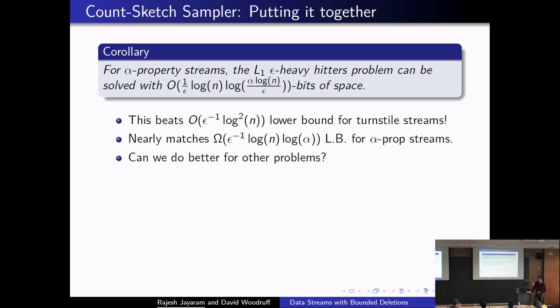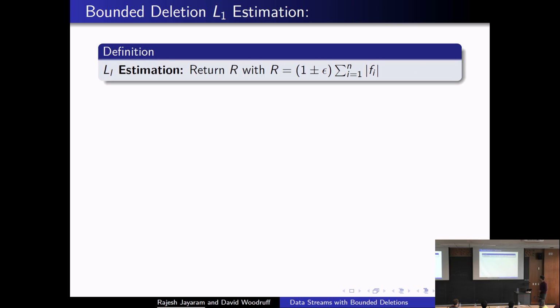So we've shown that if you bound the number of deletions your stream can make, you can actually do substantially better for these alpha property streams. For constant size alpha, you can shave a log n factor. So how many of the problems that have been studied in the data stream literature can we do this for? I think I have enough time to talk about another one we did, which is L1 estimation. This is a good one: now I just want to return one value, which is going to be a 1 plus or minus epsilon approximation of the actual L1 of the vector.